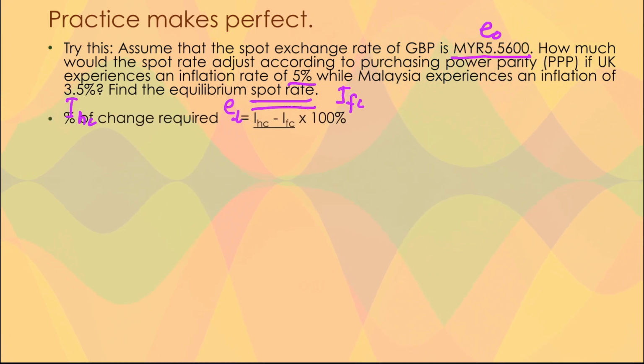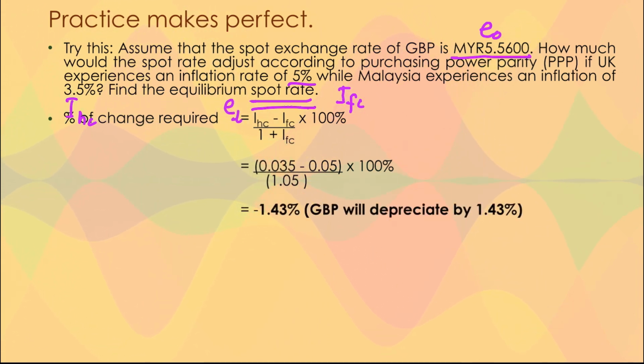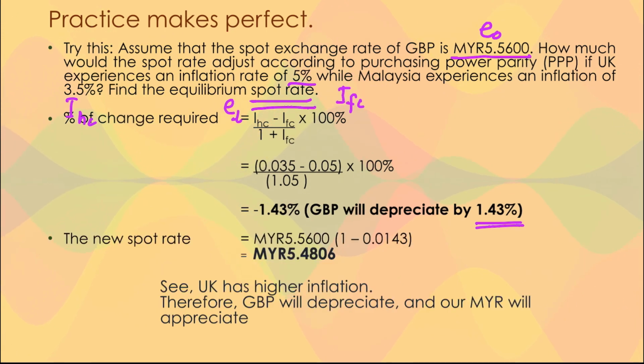Okay, to find the percentage of change required: expected inflation of home currency minus expected inflation of foreign currency, divided by 1 plus expected inflation of foreign currency, times 100%. So here, 0.035 minus 0.05, divided by 1.05, times 100%, you will get negative 1.43%, meaning GBP will depreciate by 1.43%.